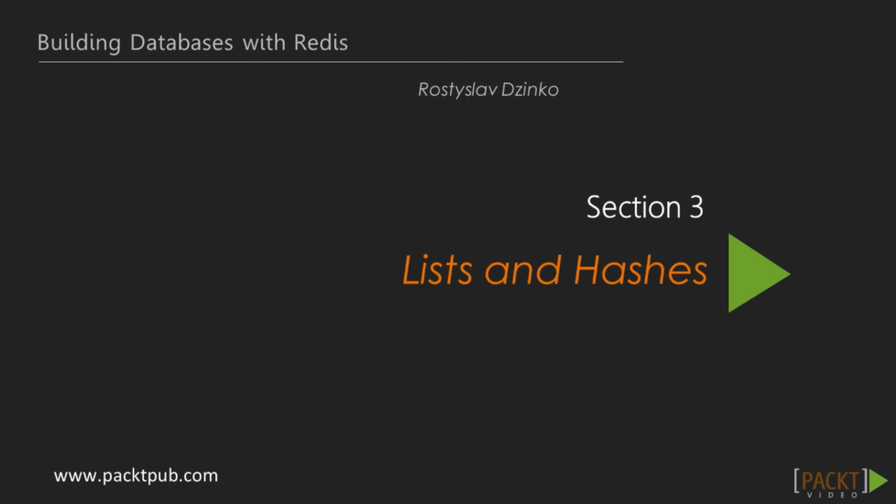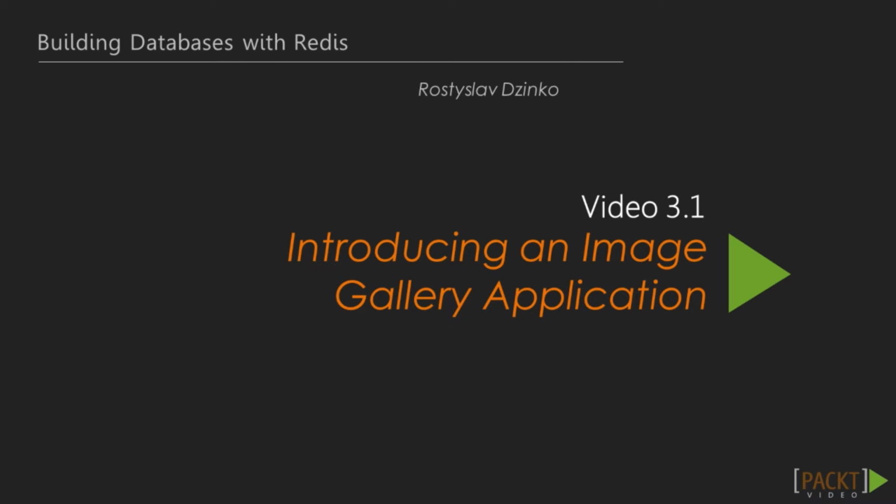Welcome to the third section of the Building Databases with Redis video course, in which we will discuss such data types as lists and hashes. From this video, we will drop our wiki application development, which means we don't need the code and data from the previous sections anymore. We will start with a new application called Image Gallery Application.